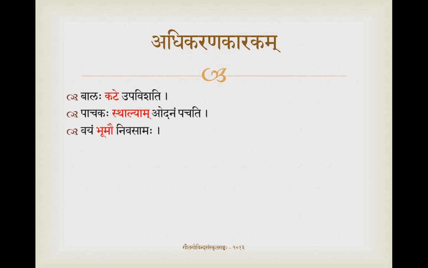Then adhikaraṇa: kaṭe upaviśati, sthālyāṃ pacati, tileṣu tailam. The red should be in tileṣu and not in tailam. Tileṣu is the adhikaraṇa, not tailam. So as you can see, there are six different kinds of kārakas.